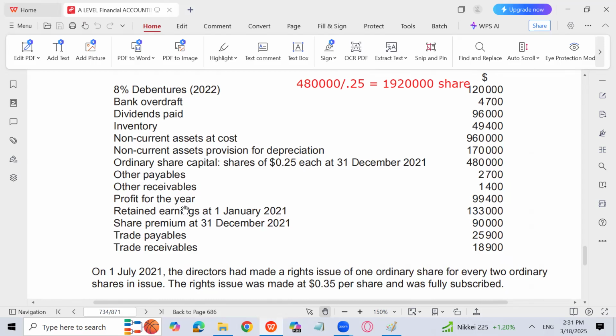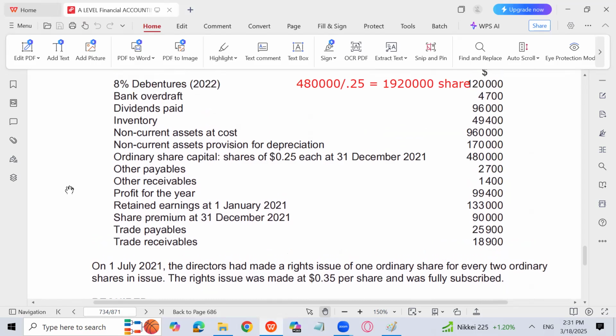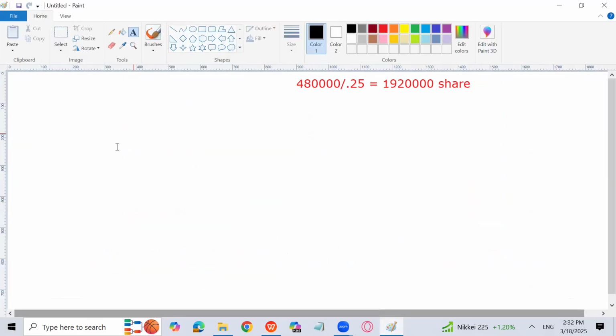Trade payables are given, trade receivables are given. On 1st July, the directors had made a right issue of 1 ordinary share for every 2 ordinary shares in issue. The right issue was made at 0.35 per share and was fully subscribed. So first of all, let's start going for this particular question.